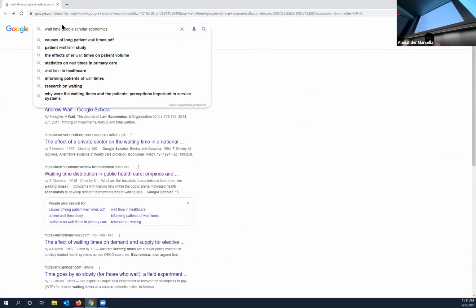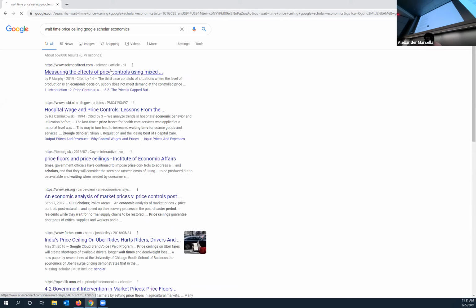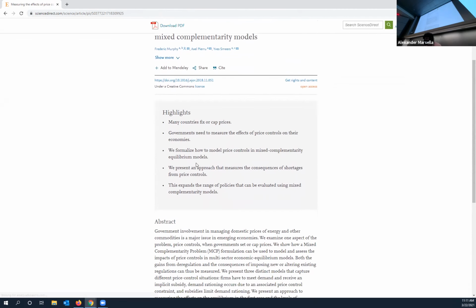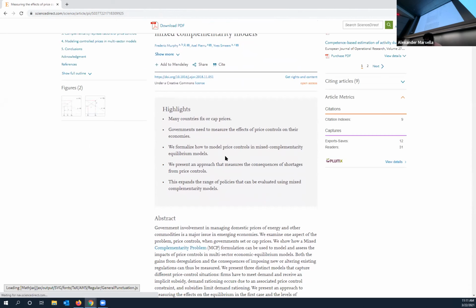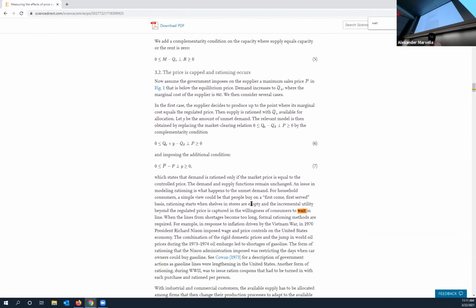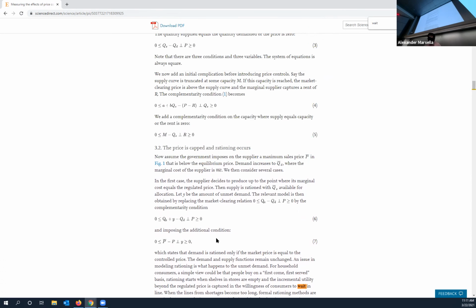Let's see if I can find wait time, price ceiling. Google Scholar. Let's see. Does he do wait time in this? Yeah, so there you go. So people do study this empirically. Don't worry, you don't have to know what any of that is. But yeah, this is something that's studied experimentally in economics, actually doing real experiments.